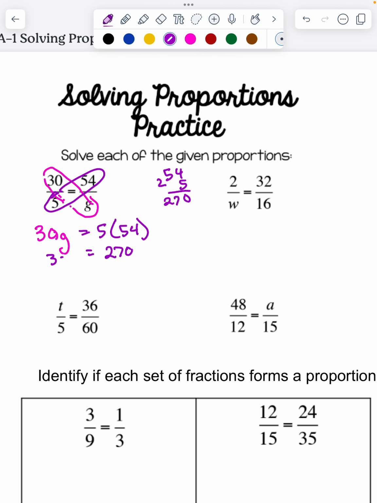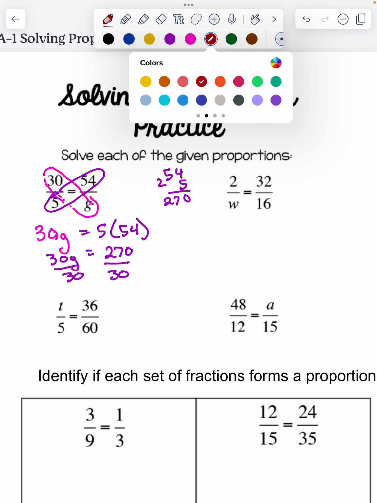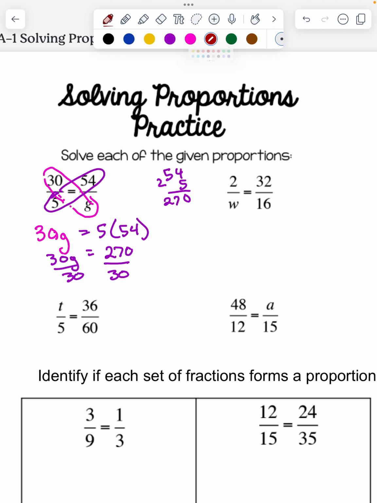270, 30G, divide by 30, divide by 30. Anytime both numbers end in 0, I can divide them by 10. 27 divided by 3 is 9. G equals 9. Next one.